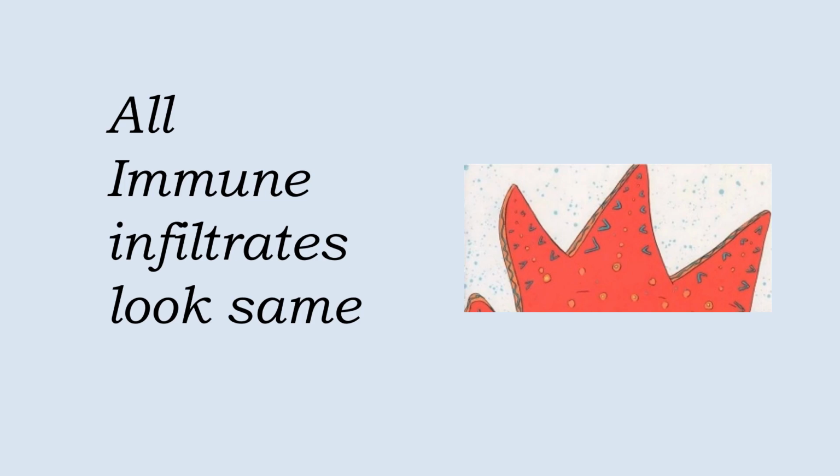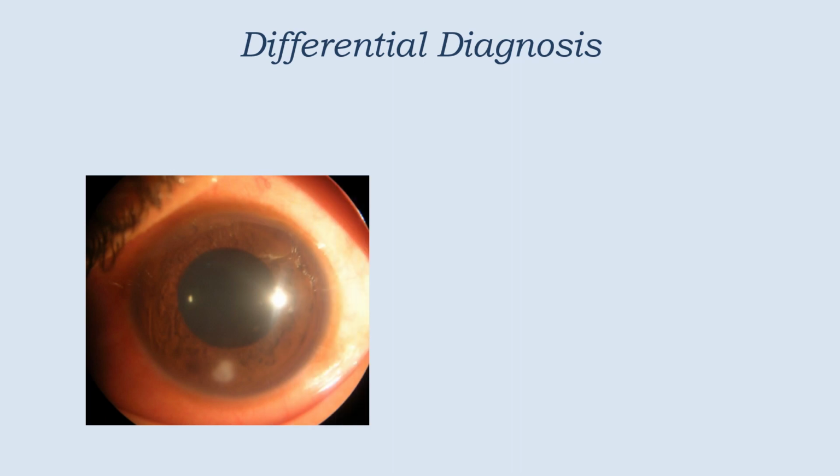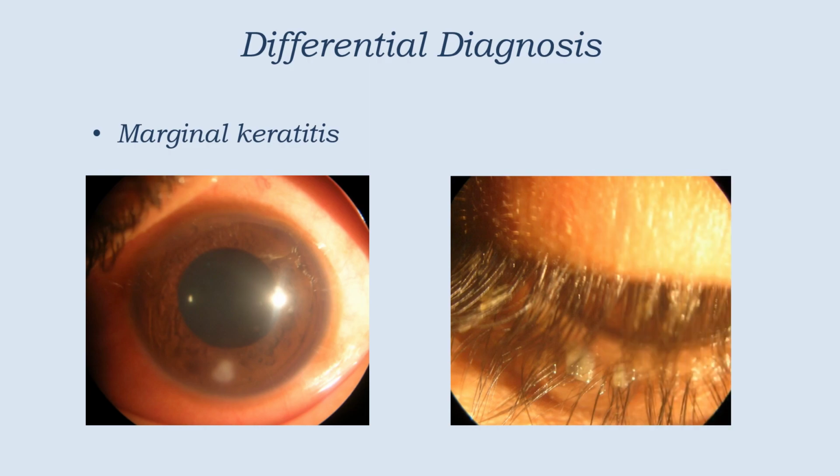We must remember that all immune infiltrates look the same. It's the complete picture which leads to correct diagnosis. So if there is a solitary small peripheral infiltrate, then it is more likely to be a marginal keratitis and we should look for blepharitis. In comparison, viral infiltrates are bigger, mostly central or paracentral.